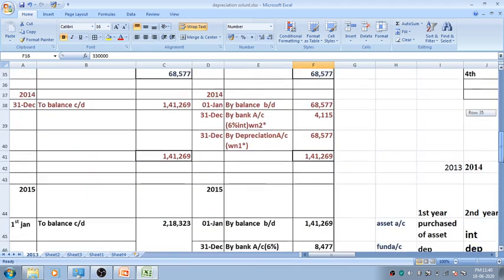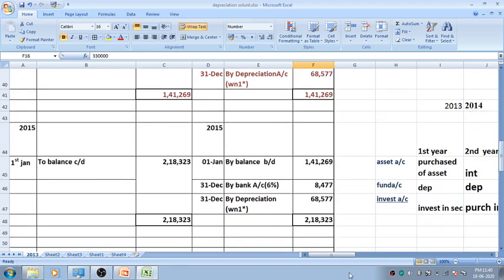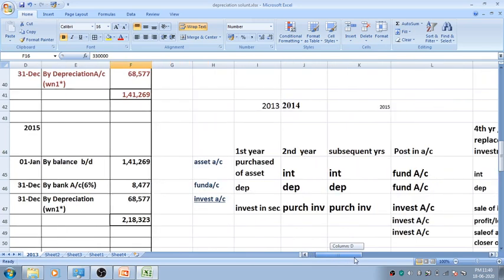Then next comes the third year. Now third year is called subsequent years. In the subsequent year also, we are going to pass the 3 entries, and entries are repeated as we have written in the second. So in the subsequent year, journal entries are same or similar. Amounts will differ. Journal entry is similar. Interest, depreciation, and purchase of investment.